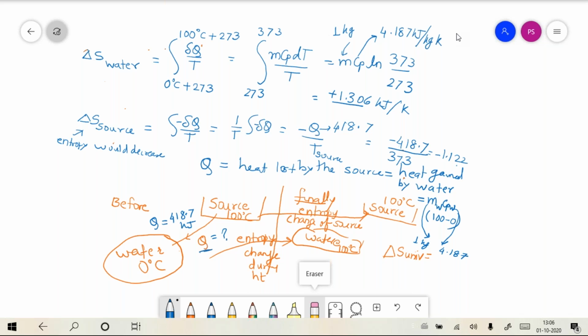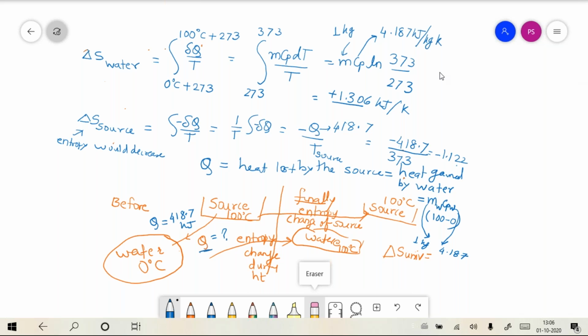So are you getting this? Are you getting this value? Okay, correct. Yugandhara, you are correct. It is minus 1.122, unit is kilojoules per Kelvin. Now you find the entropy change of the universe.